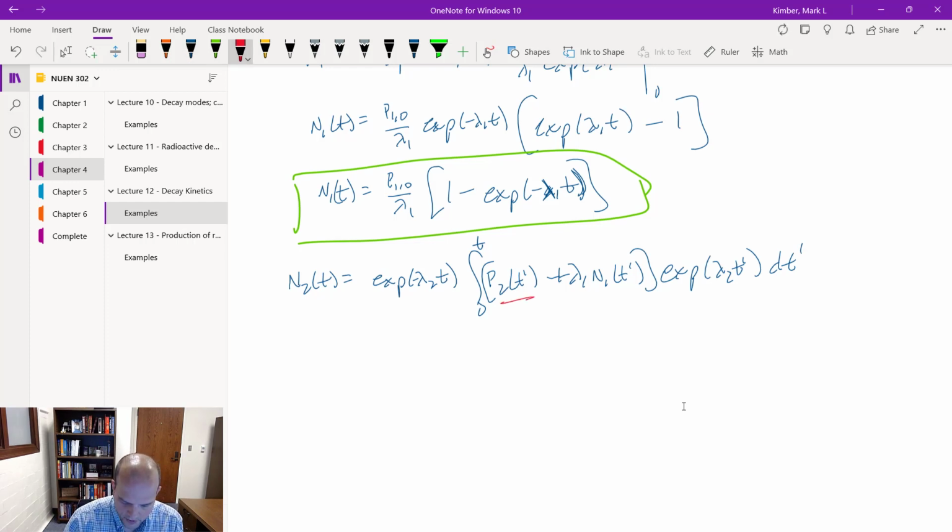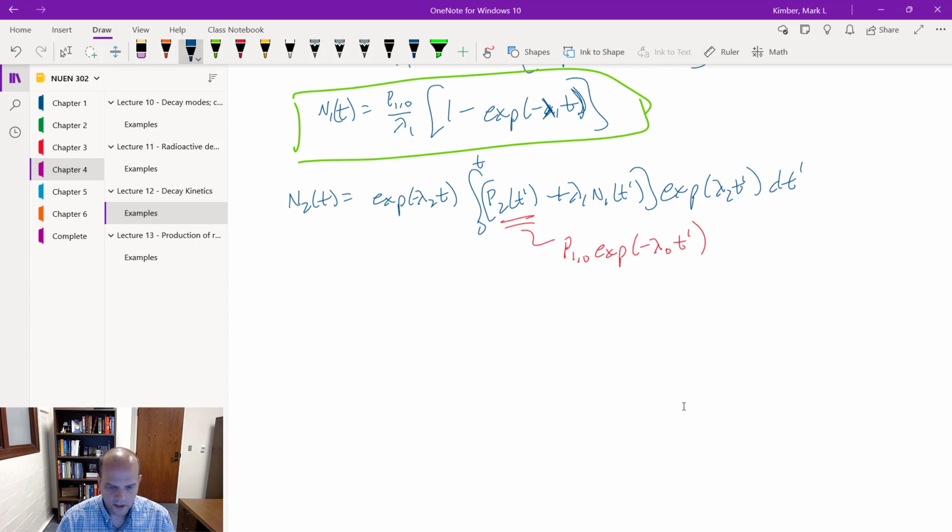And so the expression for P2 from the problem statement was P1 naught times the exponential of minus lambda naught t. So that's what I would put in for P2. And we can carry this integration out. So it's going to be a little more complicated than isotope number 1, but again, it's just keeping track of our integration and then knowing what to do with that integration factor and evaluating it at the bounds, that sort of thing. But what I'm left with at the end, you can do this and check your work.